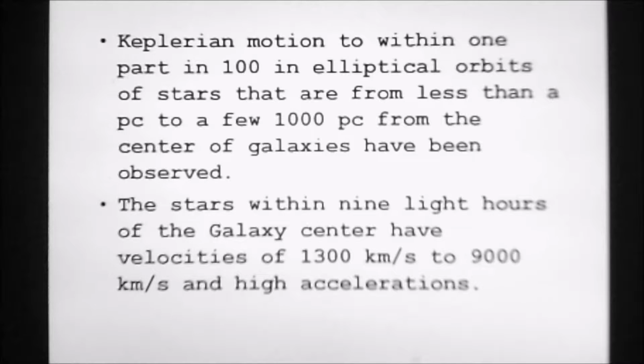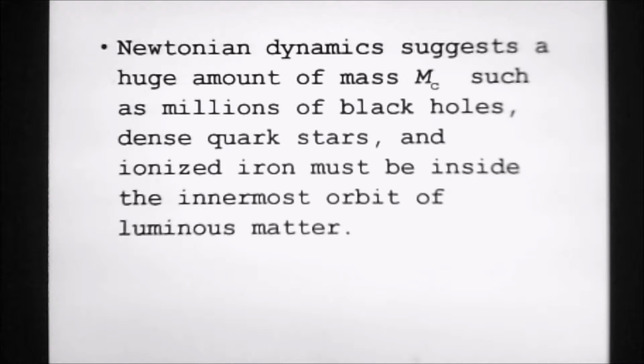Keplerian motion to within 1 part in 100 has been observed in elliptical orbits of stars from less than a parsec to a few thousand parsecs from the center of galaxies. The stars within 9 light hours of the galaxy center, you will note that the capital G signifies the Milky Way galaxy, have velocities of 1,300 kilometers per second to 9,000 kilometers per second with high accelerations. Newtonian dynamics suggest a huge amount of mass, such as millions of black holes, dense stars, and ionized iron, must be inside the innermost orbit of luminous matter.